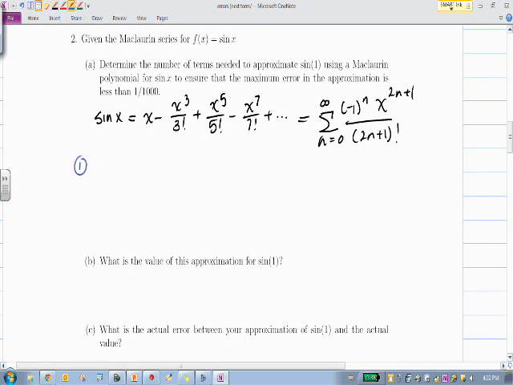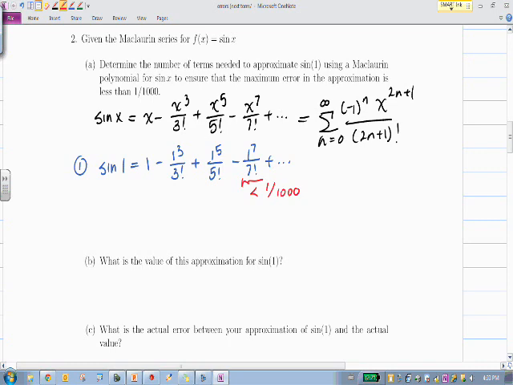Again, you have two options. Number 1 is just to plug in 1 and look for the term that's less than your desired error. So I'm going to plug in 1 wherever I see an x, and search for the first term that is less than 1 over 1,000. It turns out that if you calculate it, this term right here is less than 1 over 1,000. That means I don't need it, and I don't need any of the other terms beyond it.